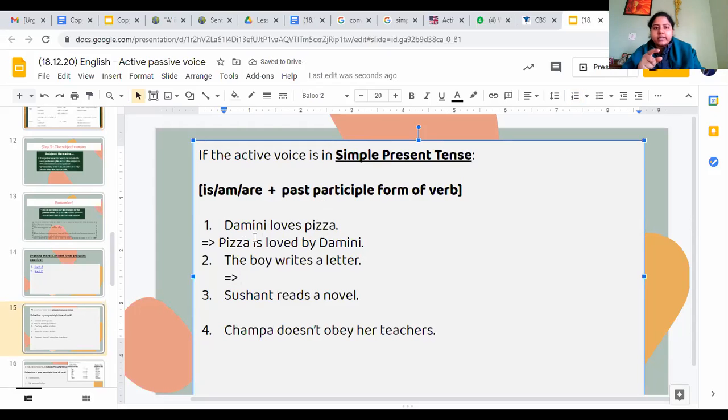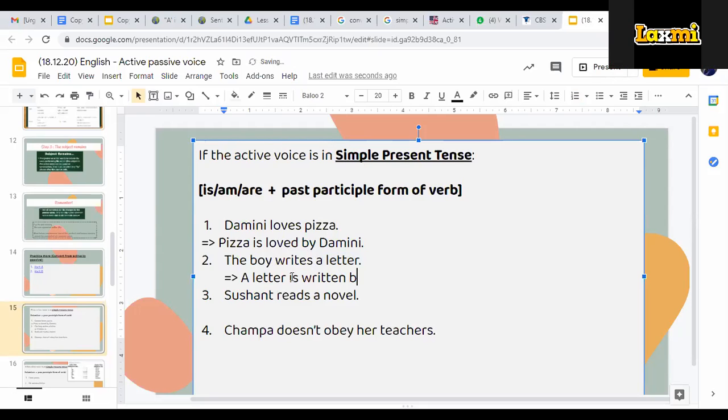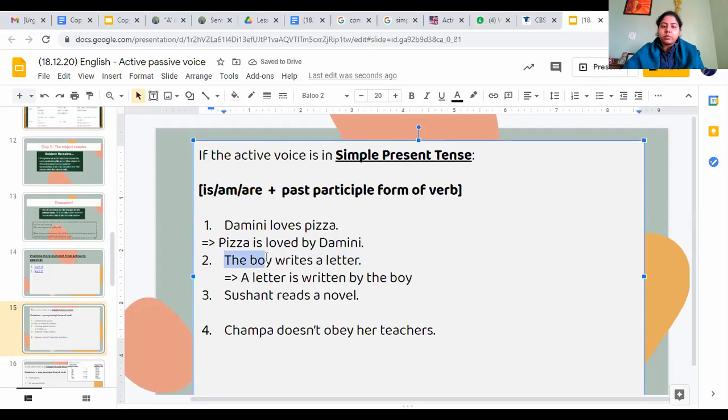The boy writes a letter. Again, what will I do? I will switch the object and subject. Teacher, letter is written by the boy. Yeah, so सिर्फ letter नहीं, अभी देखना क्या पड़ेगा, हमारा object letter नहीं है, object है a letter. So we'll start with a letter, फिर is, am, are and third form of verb. ऐसा करना है हमको. तो a letter भी singular है, is, write का third form written, right? And then by the boy. तो पूरा चीज the boy आ जाएगा यहाँ पे. That's how I'm doing it.